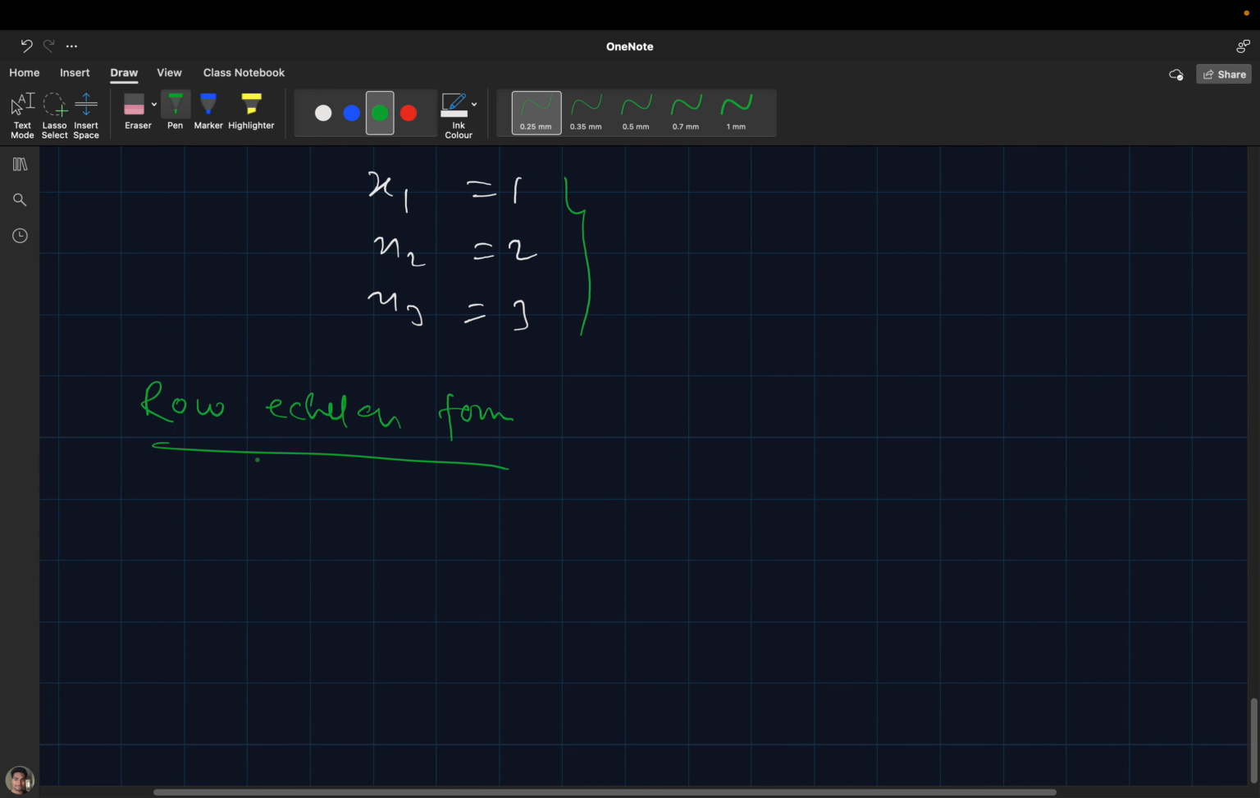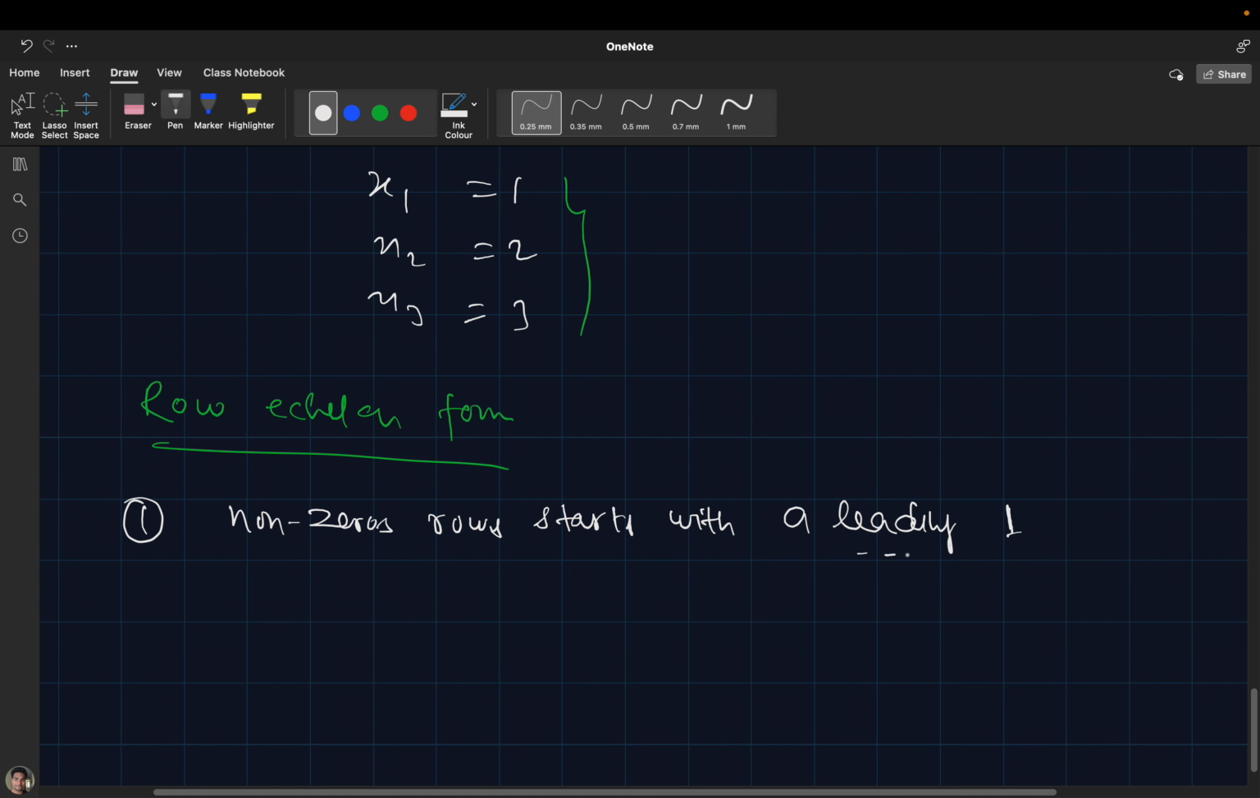First I will introduce what is called row echelon form. In the row echelon form, the first condition is that non-zero rows start with a leading one. You have to remember this term, leading one. Second, zero-only rows go at the bottom.